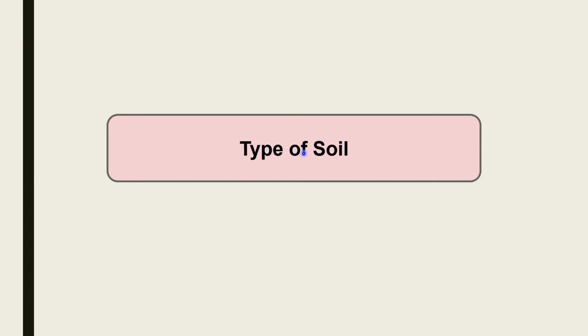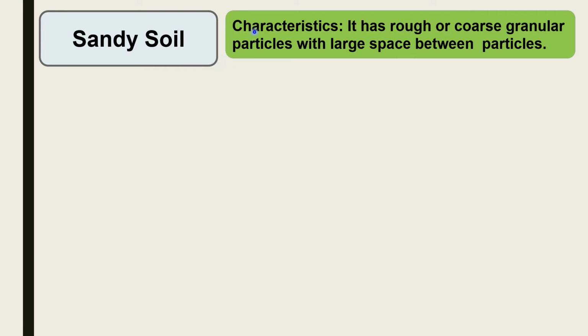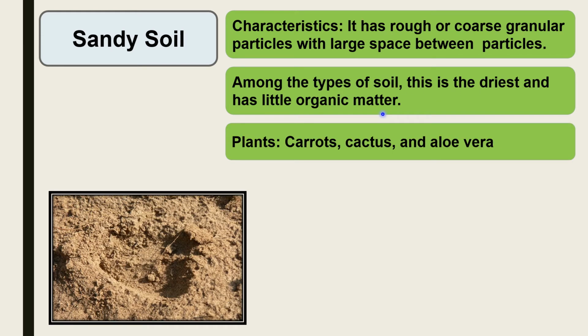So, types of soil. Number one is sandy soil. Its characteristic is that it has rough or coarse granular particles with large spaces between the particles. Among the types of soil, this is the driest and has little organic matter.